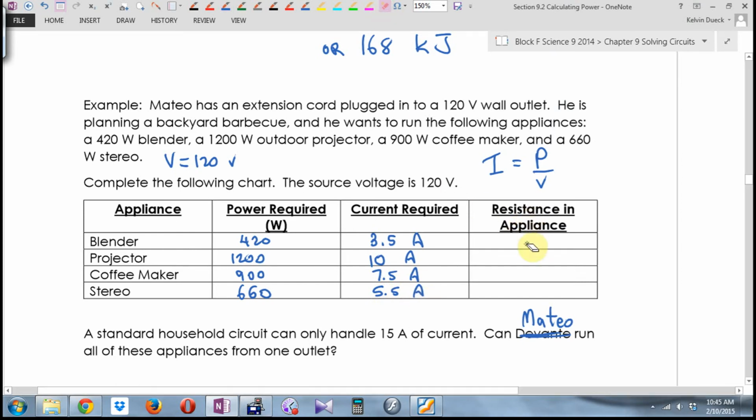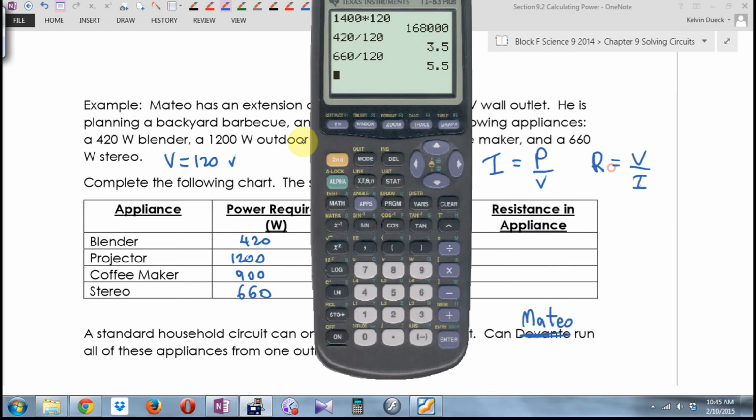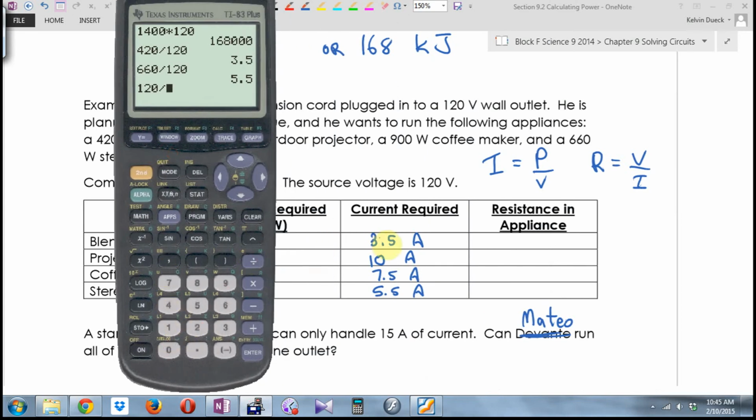What's the resistance in the appliance? Can you give me an equation that has resistance by itself, please? What's an equation that has R by itself? R equals V over I. Okay. I know the voltage, it's 120, and I know the current in the first one. What's the resistance of the electric motor in the blender? 34.3 ohms.